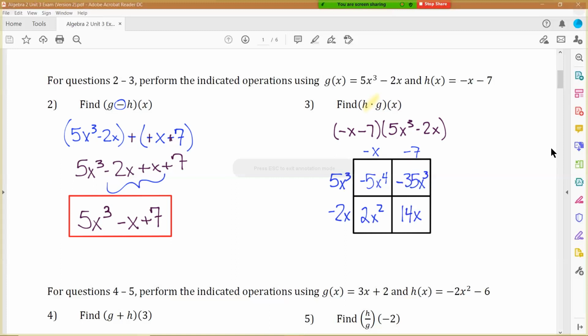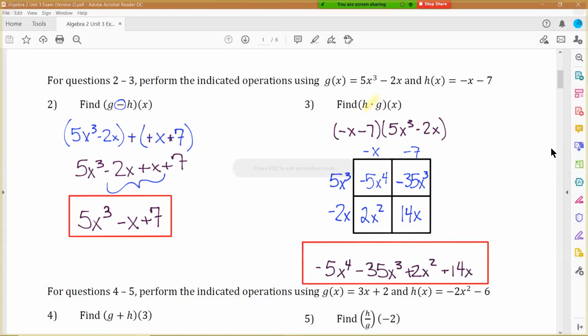The last thing we want to do is write our final answer. To write your final answer, remember you always start with the term that has the largest exponent. So negative 5x to the fourth, no like terms to go with it, so we're just bringing it down. Minus 35x to the third, again, no like terms, so we're just bringing it down. Positive 2x squared plus 14x. So in that entire box, there were no like terms. We just get to bring everything down as it is. So final answer is negative 5x to the fourth minus 35x to the third plus 2x squared plus 14x.